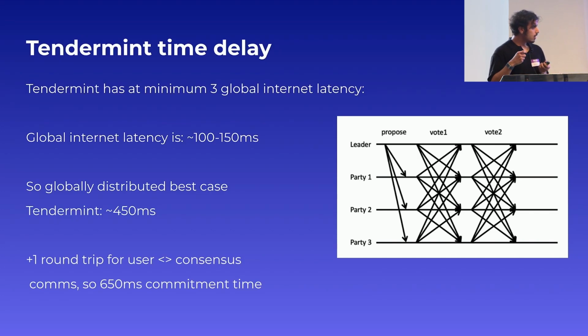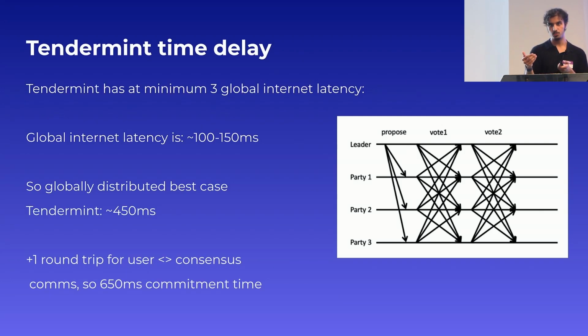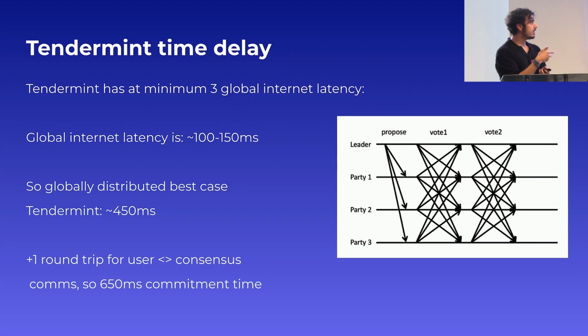So what's the user confirmation time? Remember I said before that inclusion and execution today in Cosmos is getting into a finalized block. Well, okay, time to finality is 450 milliseconds. And then the user has to talk to the next proposer. That's another global internet latency, another 150, so 600. But then they have to know the 2/3 pre-commits from anyone near them. That can be much quicker, say 50 milliseconds. So 650 millisecond user commitment times in the best case.